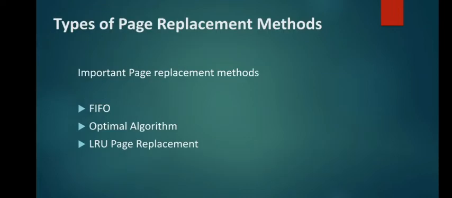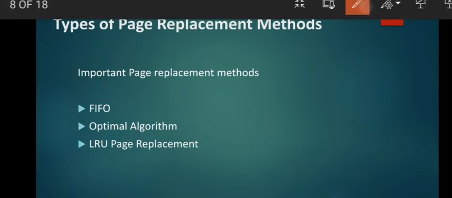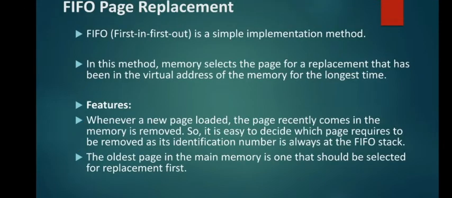So there are different types of page replacement methods. These are very important page replacement methods for you to consider in the swapping of your pages to your main memory. You have FIFO, or first in, first out, the optimal algorithm, and the LRU page replacement, or the least recently used. We will start with FIFO page replacement.